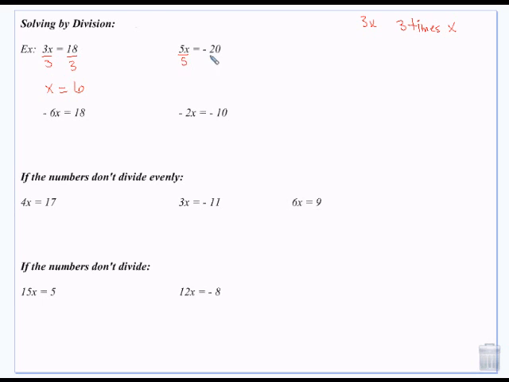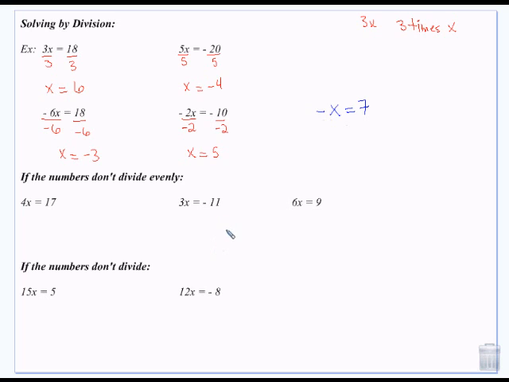Divide both sides by 5. X equals negative 4. Divide both sides by negative 6. Okay, bring the negative with if it's a negative number attached. X equals negative 3. Divide both sides by negative 2. X equals 5.